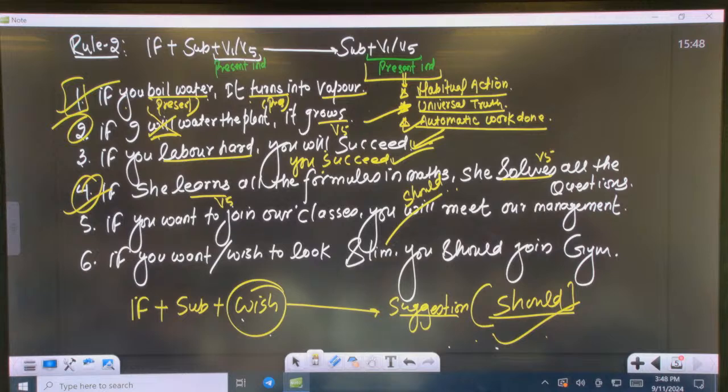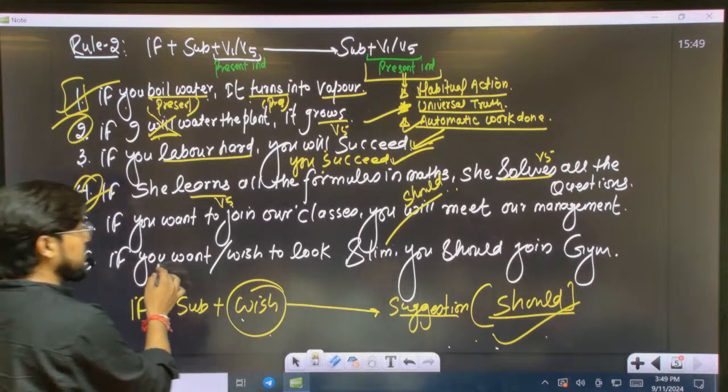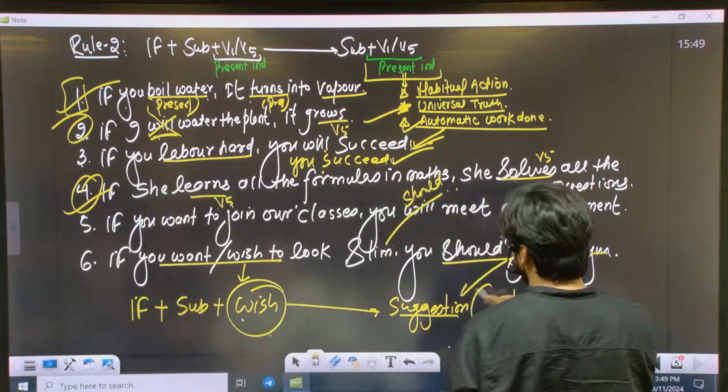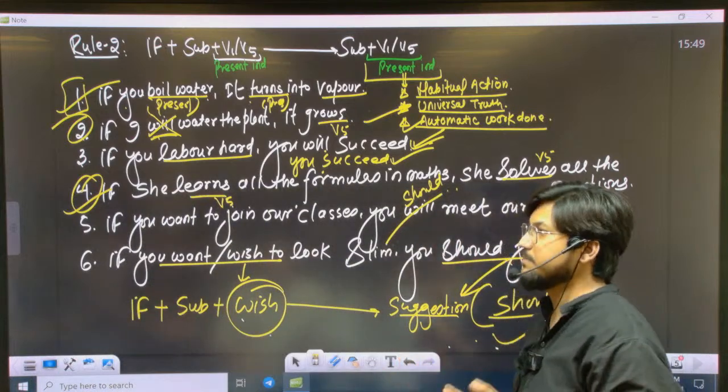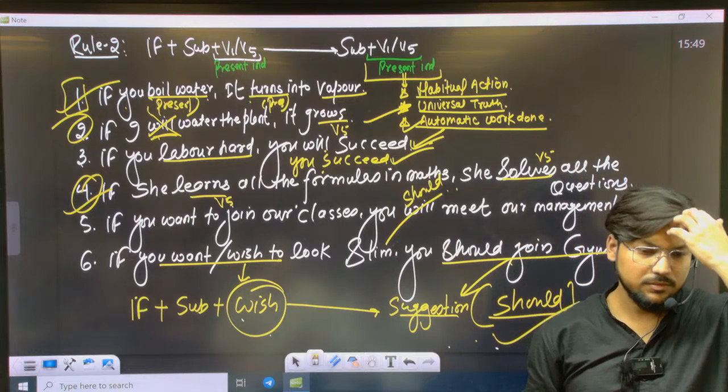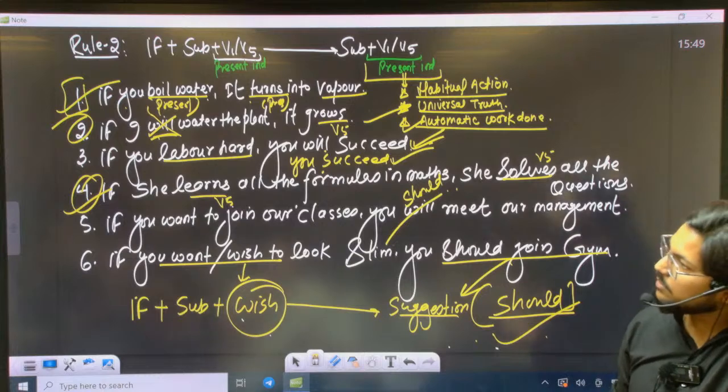Question number 6 is, if you want to look or if you wish or want to look slim, you should join gym. This is correct. This is your wish. This is your suggestion. You should join gym. Is this all clear to you? Very good.